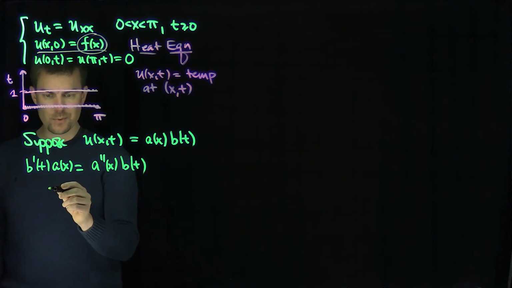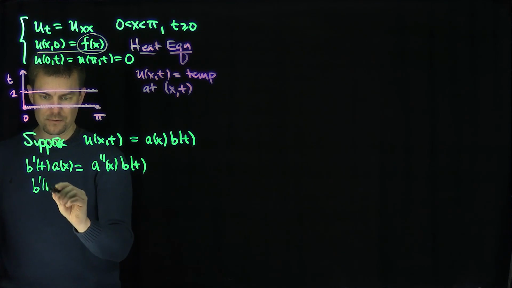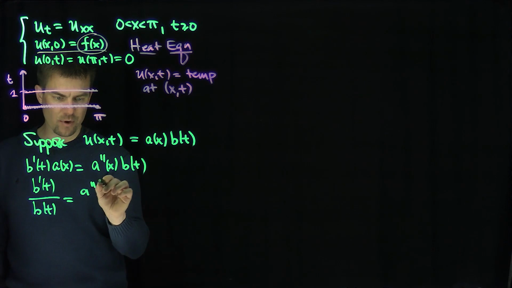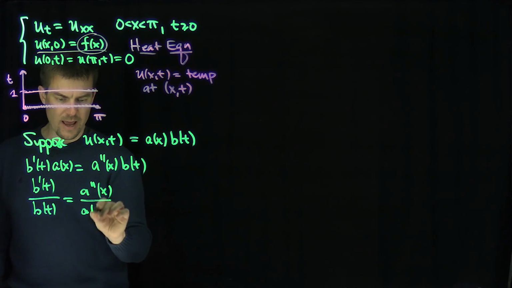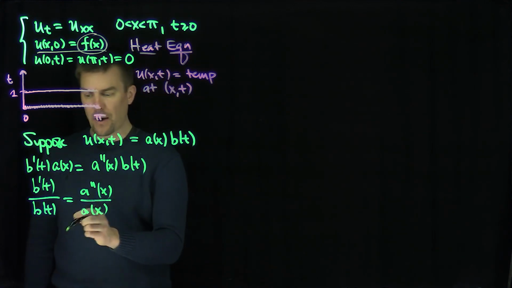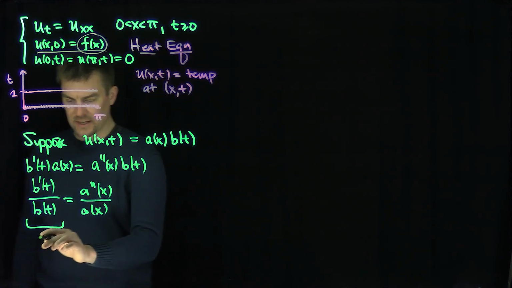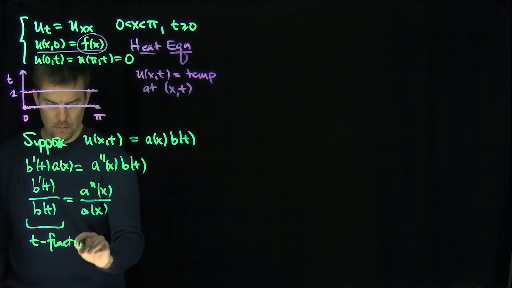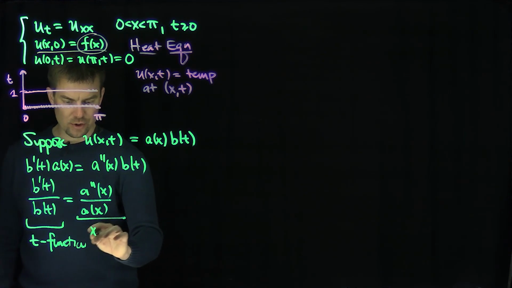And so therefore, this tells me what? This tells me that b prime of t over b of t is equal to a double prime of x over a of x, right? Just by dividing by b and a. And now I have a function of t. This only has t's in it. It's a t function. And this over here is an x function.